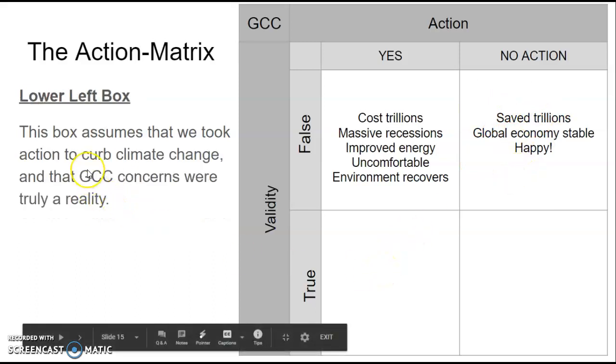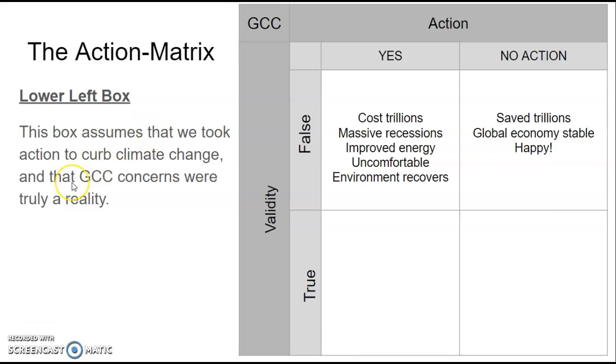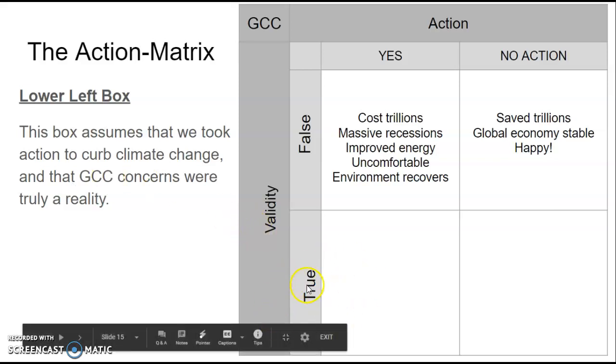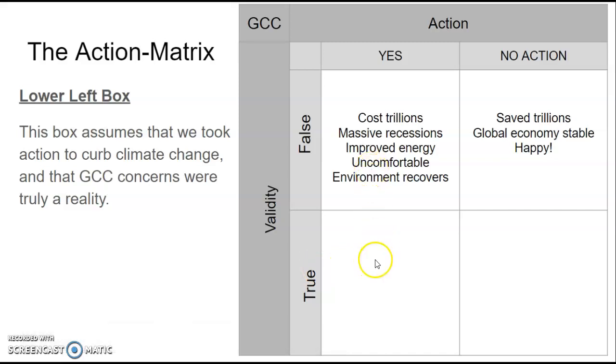Then we move to the lower left-hand box. This box assumes that we took action to curb the climate change, and that global climate change concerns were truly a reality. They were validated. So in other words, we did everything that we thought we could or needed to do, and it turns out that that's a good thing because all these bad things could have happened as a result.